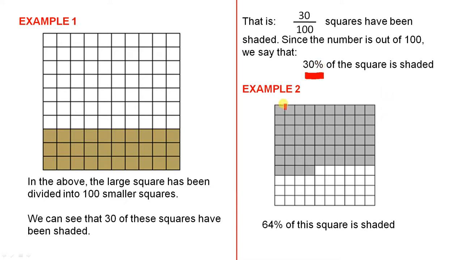Example 2. Let's look at this square. We have 10 little squares that way and 10 squares this way. Let's see how many are shaded. 10, 20, 30, 40, 50, 60, 61, 62, 63, 64. In other words, 64 out of 100 are shaded, which is 64% of this square is shaded.